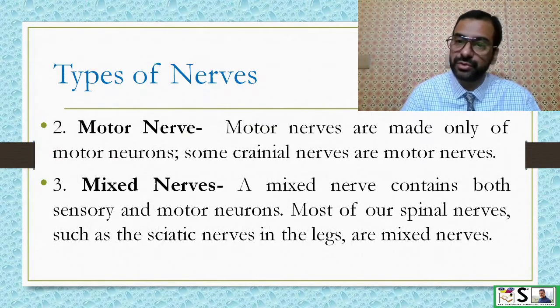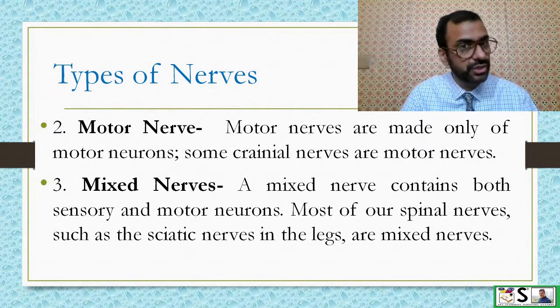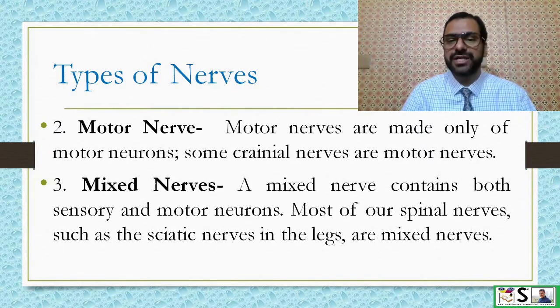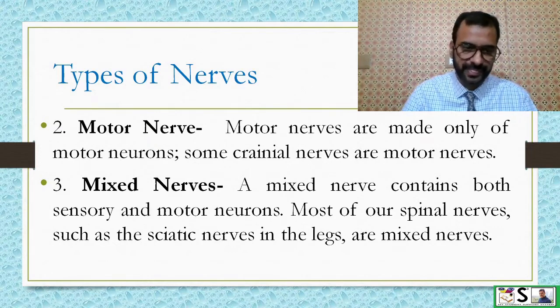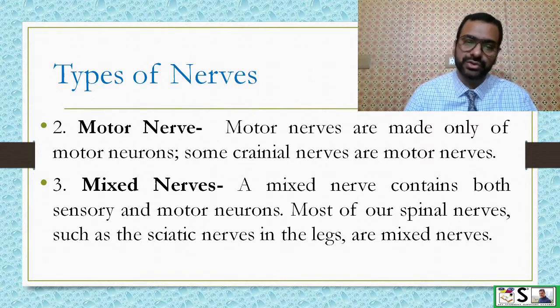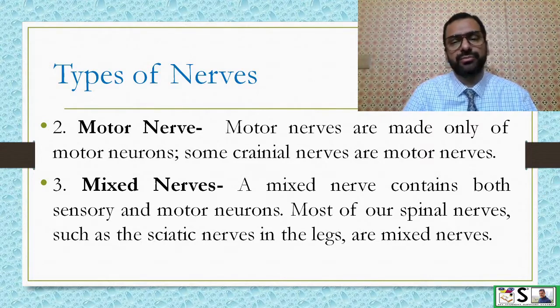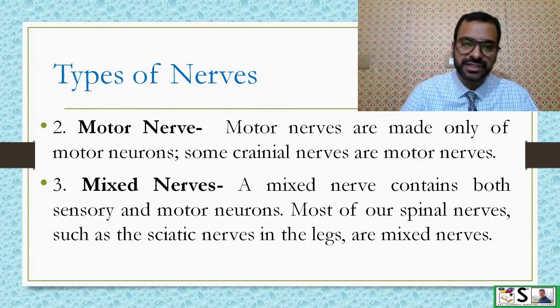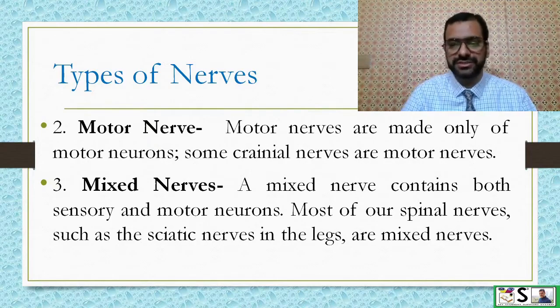Motor nerve. Motor nerves are made up of only motor neurons. Some cranial nerves are motor nerves. Now, mixed nerves. A mixed nerve contains both sensory and motor neurons. Most of our spinal nerves, such as the sciatic nerve in the leg, are mixed nerves.